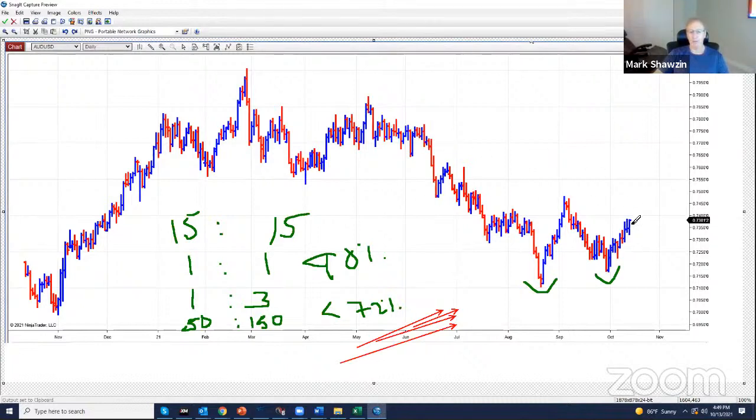But this may take a little while to build away from this. So typically when you go down so strongly, it takes a while to build sideways before this thing can find a path to go back to where it came from. But I just use this key reversal day as a way to set up a risk-reward trade.